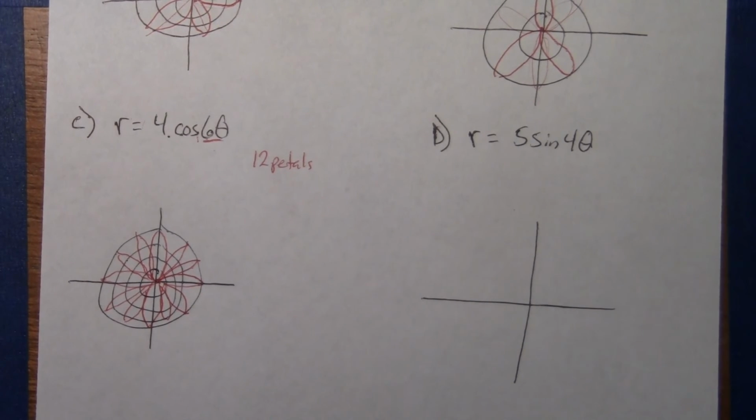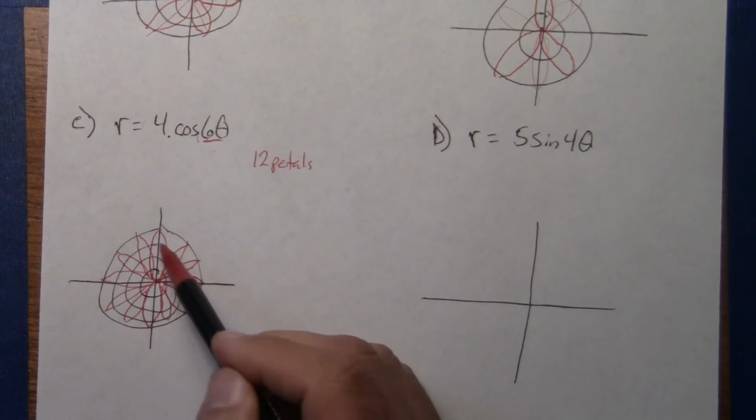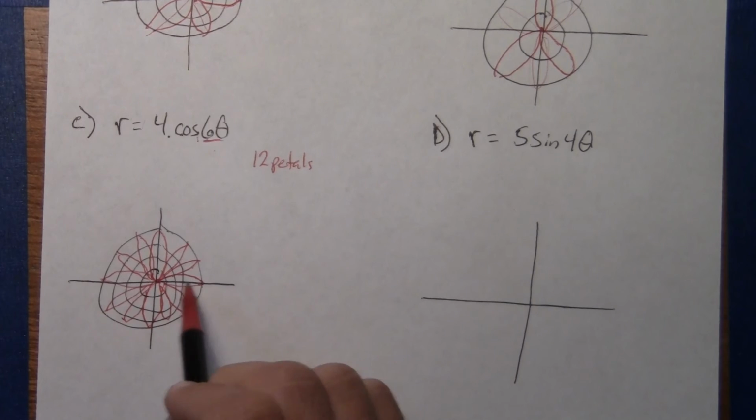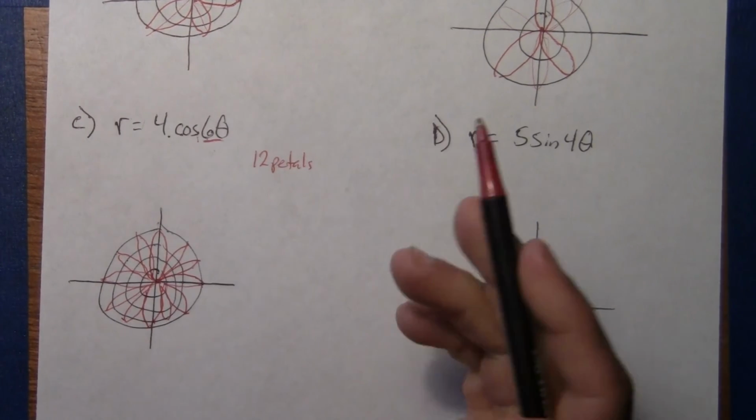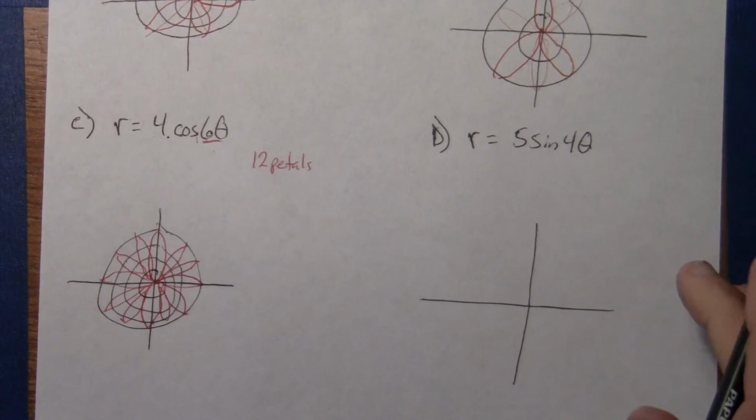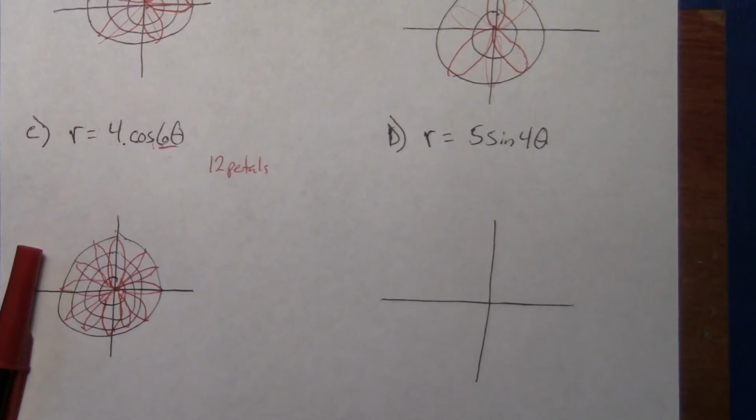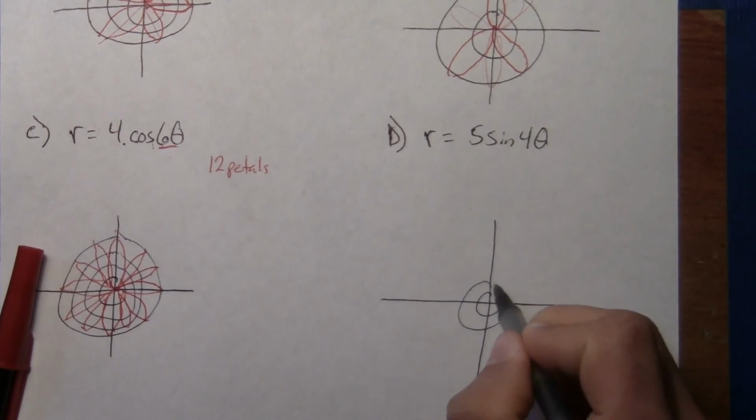Again, very messy. All I'd be looking for here is, do you have 12 petals? Do you have one on each of the axes? And then do you have them evenly spaced, or are they going that far out? Alright, the last one. Let's go ahead and give myself 5 rings here.